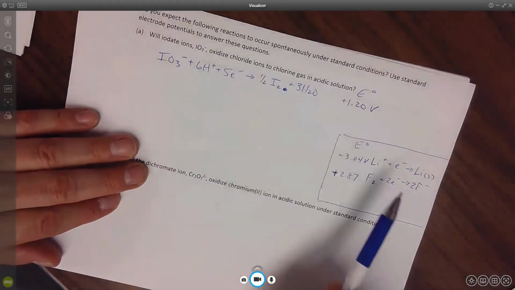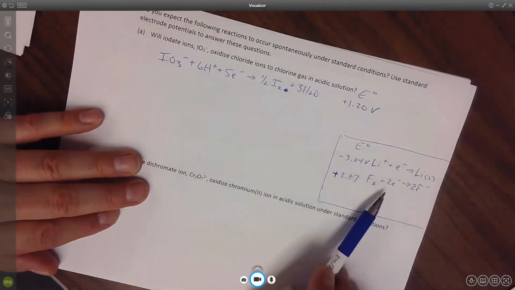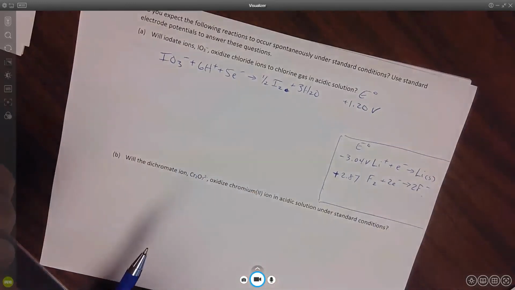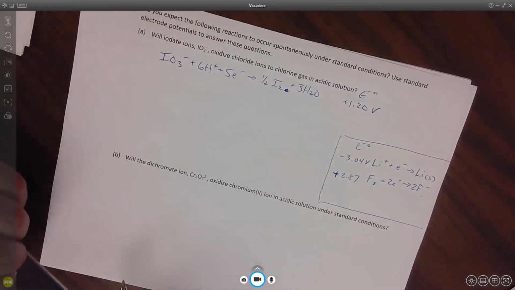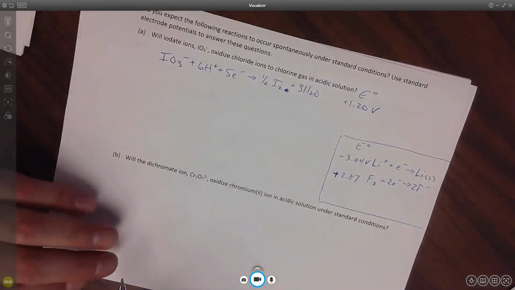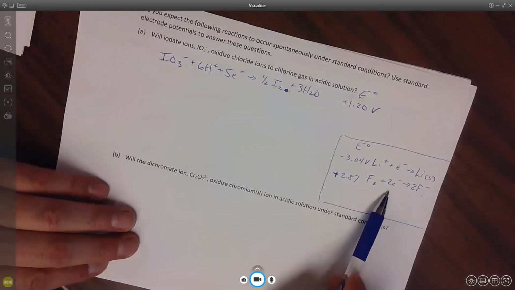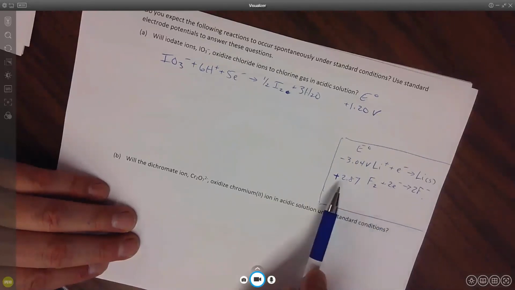Okay, gotcha. So if I'm looking for chlorine in those tables, would I expect the value to be negative or positive? Remember, we're always looking at reduction. Chlorine would be a non-metal, so we would expect it to be positive. Exactly right. It likes to pick up electrons. Non-metals like to pick up electrons, so it's going to be spontaneous. It's going to be a positive potential.